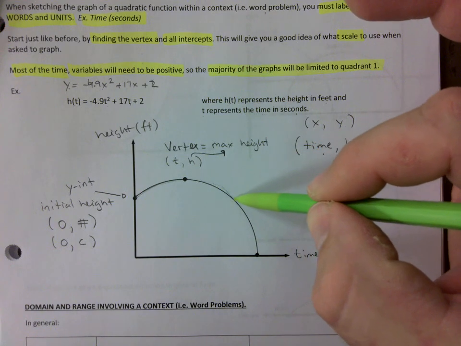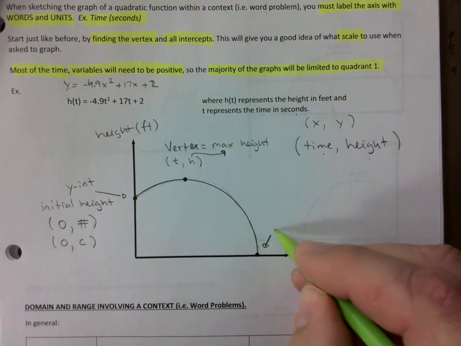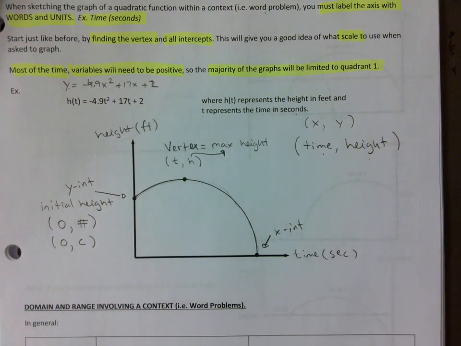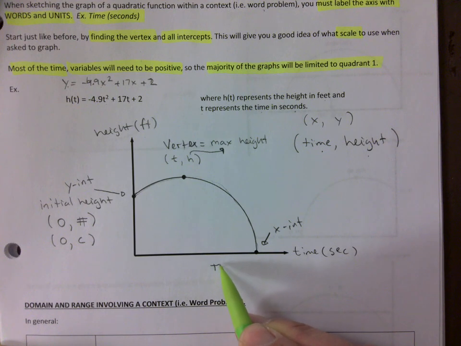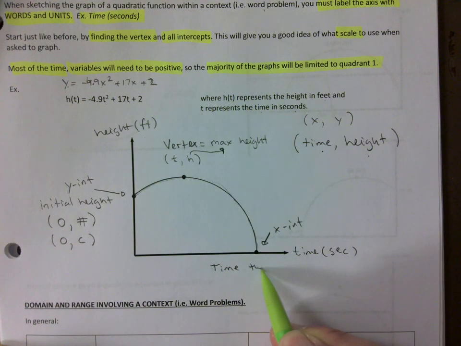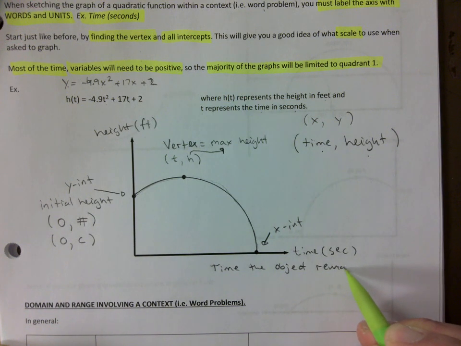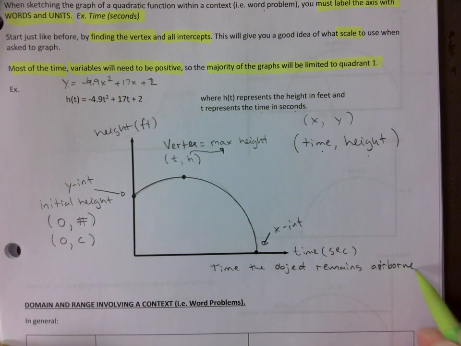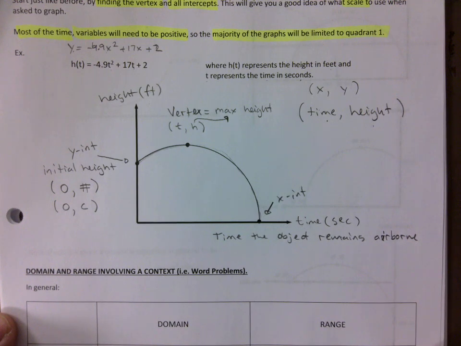Then the ball falls, reaches the maximum height, and then gets to the point here. This is called the x-intercept. Okay, it's called the x-intercept, and you know that already. What does it tell us? It tells us, I will continue here, the time the object remains, make sure I write this down, airborne. Time the object remains airborne, or remains in the air.